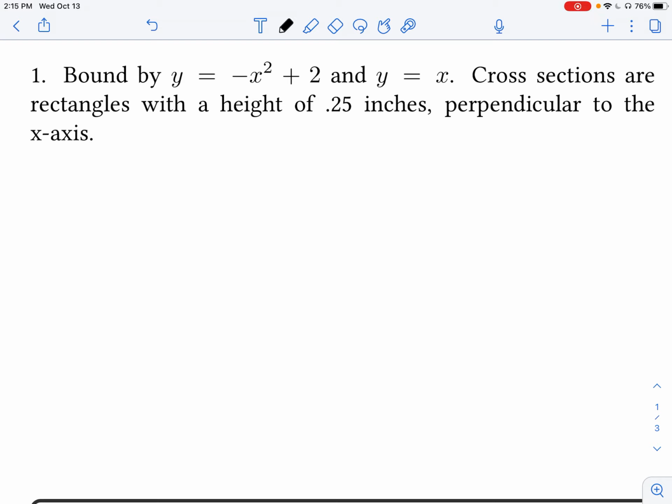So let's start with our graph. I'm just going to start with a basic graph here and sketch it. You can go ahead and put this into your graphing calculator if that helps at all. But negative x squared plus 2, actually we can do this without using our calculator.